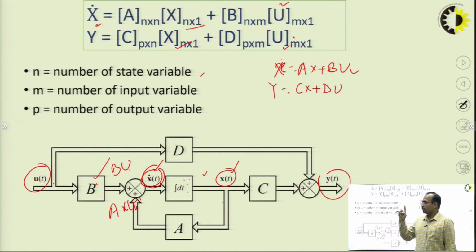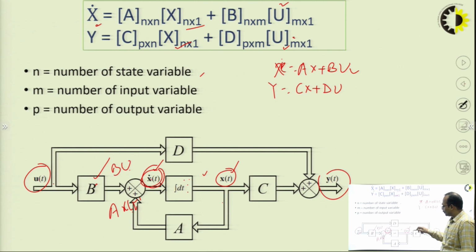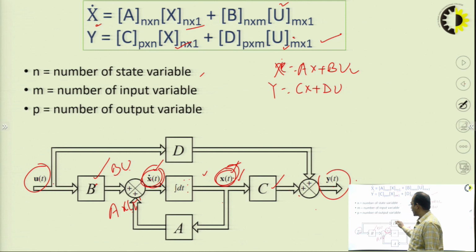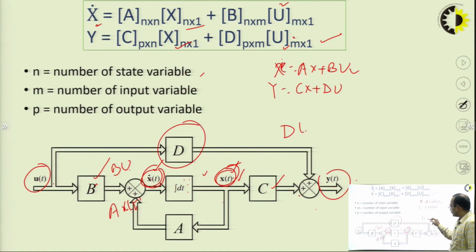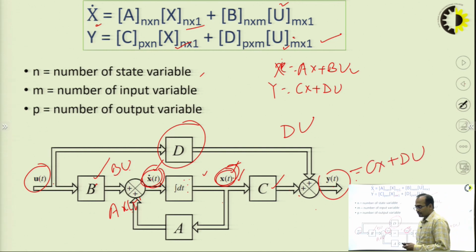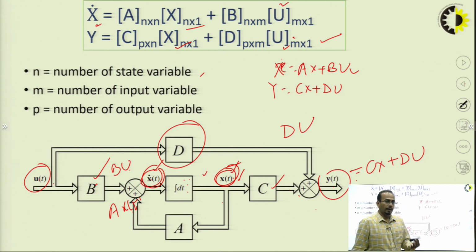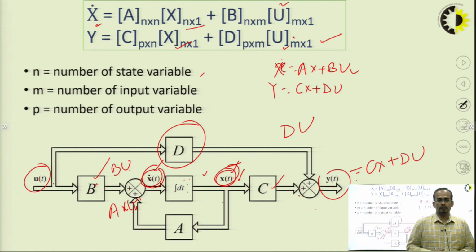Now we want y is equal to c x plus d u. For getting y is equal to c x plus d u, what will we do? We will multiply this c by x(t). c x(t) will give y is equal to c x(t), but the desired output is d into u. So what do we have to do? We have to make a forward branch from the input u. So I have taken a branch from here and I have to multiply it with this gain d. So I will get here d u. So what will be the output? Output will be equal to c x plus d u. In this way we can make the block diagram of this state equation.